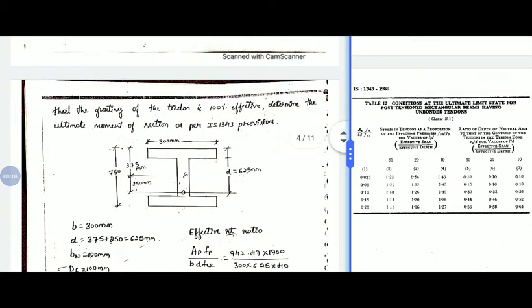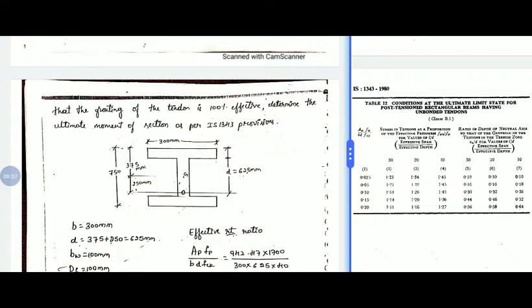So based on the given condition we need to first decide the case, then we need to proceed for the problem. So the I section data is written here. The overall width of this flange is 300 mm and thickness is 100 mm as given in the question, and the overall depth of the section is 750 mm, and the neutral axis lies at 625 mm.